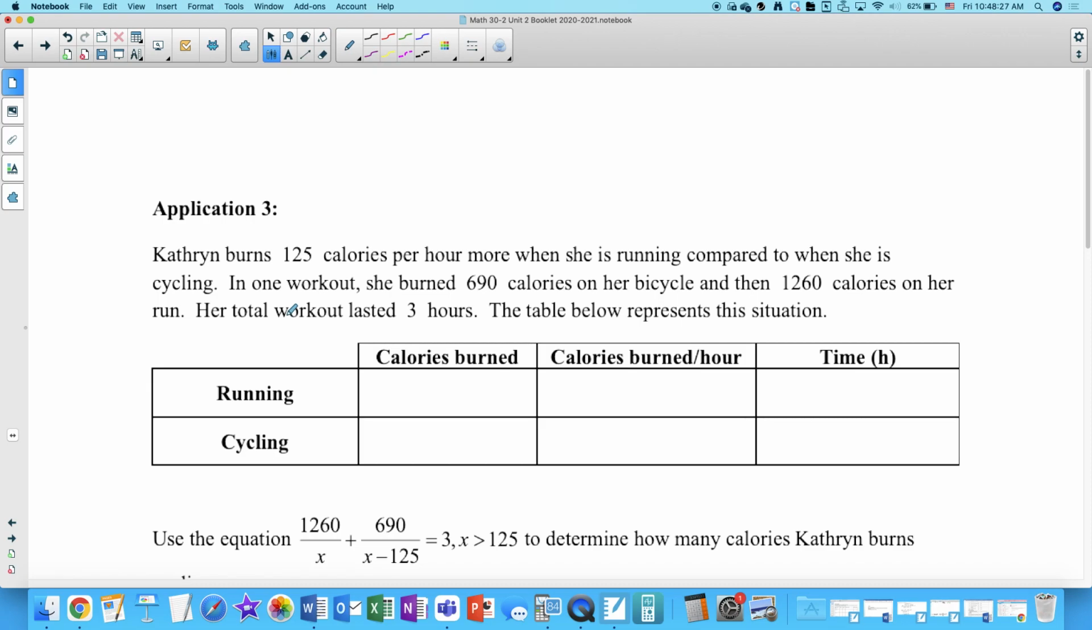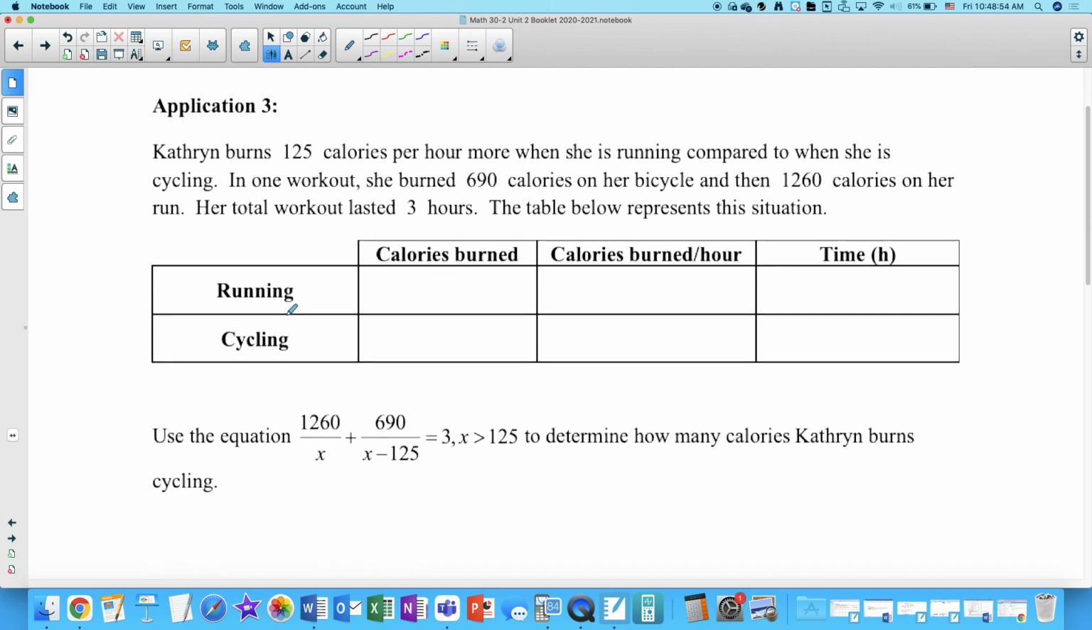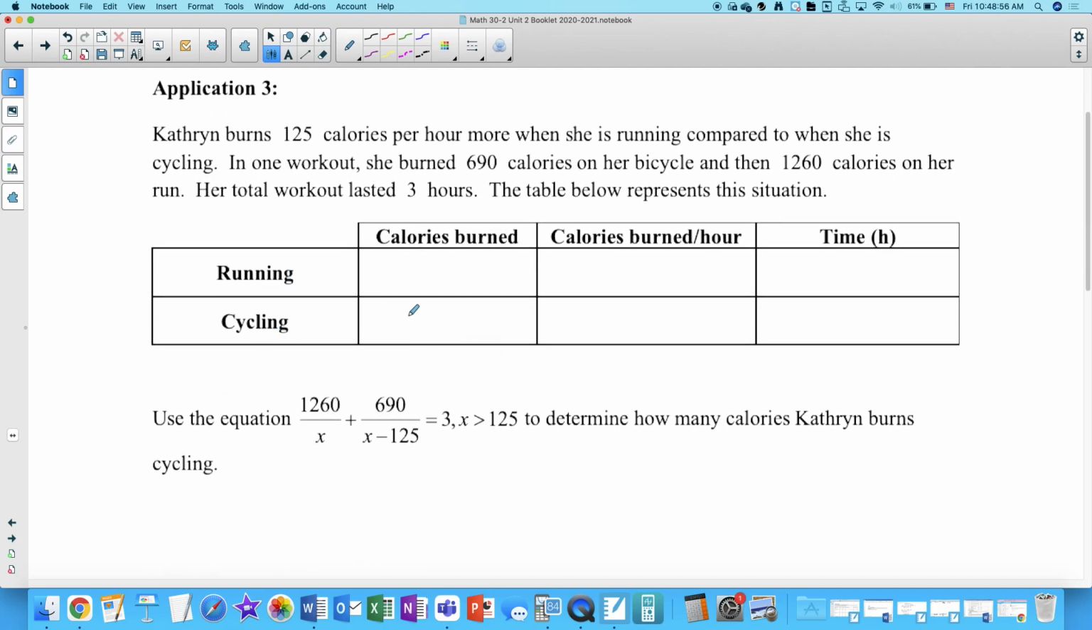Okay, so Catherine burns 125 calories per hour more when she's running compared to when she's cycling. In one workout, she burned 690 calories on her bicycle and then 1,260 calories on her run. Her workout lasted 3 hours. That's a very long, intense workout. The table below represents this situation, and we are going to fill this out. Okay, and then we're going to use this equation over here, where x has to be greater than 125, to determine how many calories Catherine burns cycling.